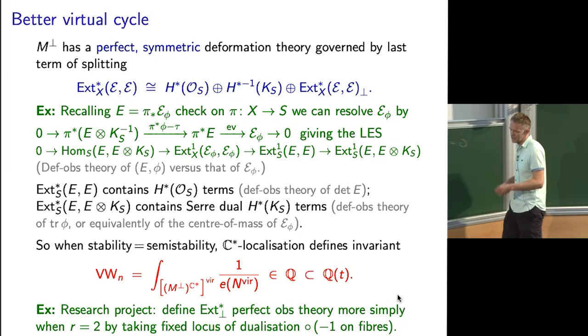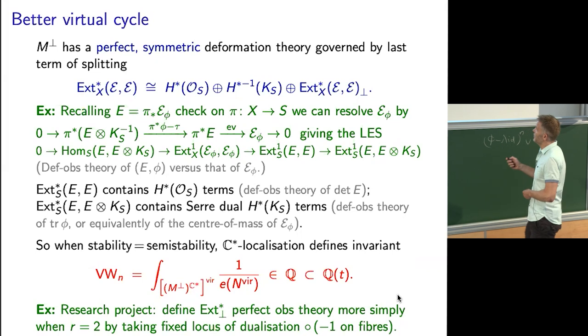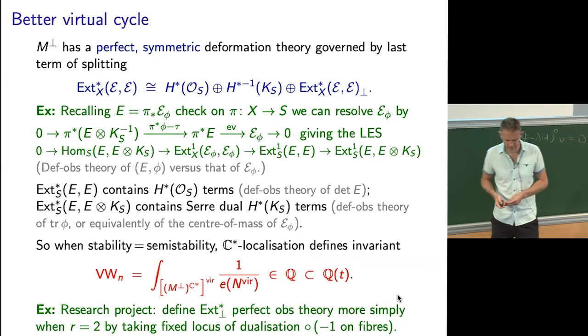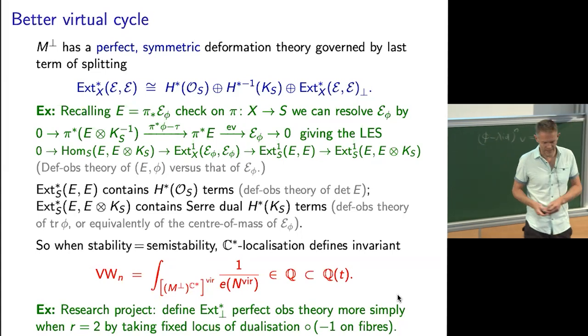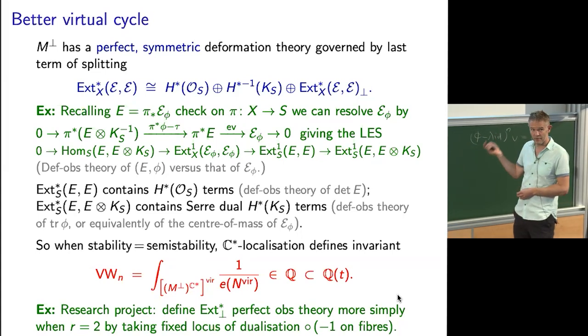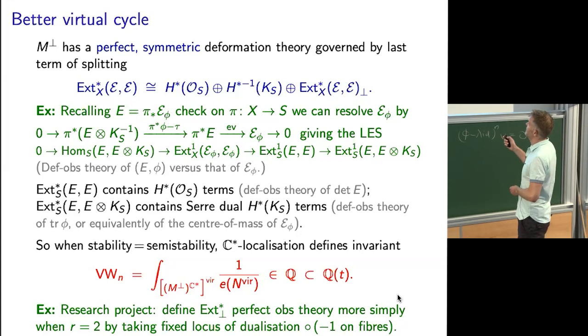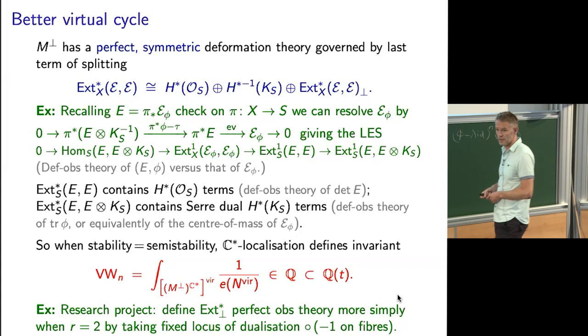The only reason I say this is because, you know, this slide is hiding like really 30 pages of hideous deformation theory. I mean, we should have found an easier way of doing it, but we never did. And this is one easier way of doing it in the rank two case. It turns out to be really, really hard to define this M perp perfect obstruction theory.